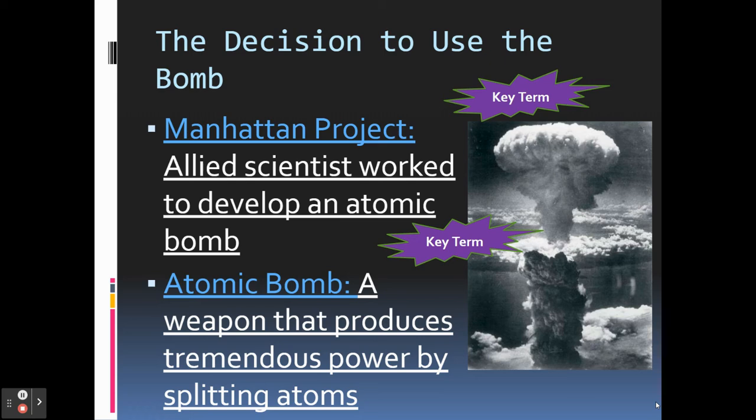The Manhattan Project and the atomic bomb. These are both key terms. Allied scientists worked to develop an atomic bomb. That was the Manhattan Project. And the atomic bomb was a weapon that could produce tremendous power by splitting atoms. Shown on the right in the picture there is an actual atomic bomb exploding. You can pause if you need a minute to write those down.